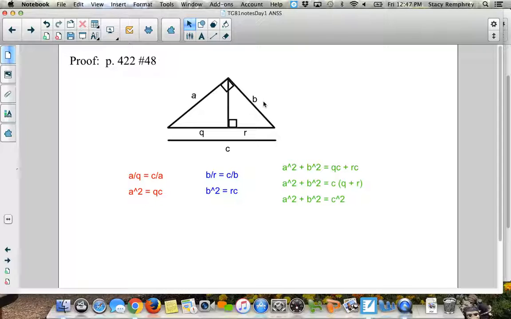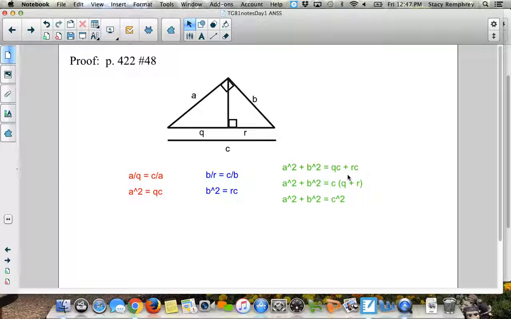B is a leg of the large right triangle. So B is the geometric mean between the whole hypotenuse and the part that it touches, R. So that's how I got this proportion, and then I cross multiplied and got B squared equals RC. Now, if I add A squared and B squared together, that's equal to adding QC and RC together. It's addition property of equality.